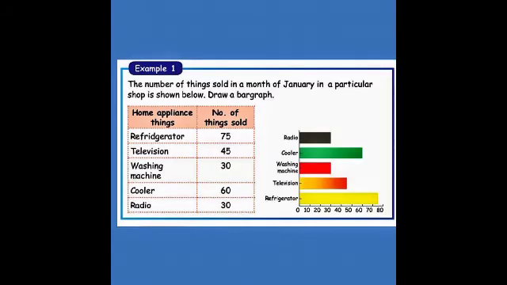The first example sum is, the number of things sold in the month of January in a particular shop is shown below. Draw a bar graph. In this tabular column, we have two parts. One is home appliances, the other one is number of things sold. So what are the home appliances that are given? Refrigerator, television, washing machine, cooler and radio. How many number of things are sold is also given. That is, refrigerator is sold 75, television 45, washing machine 30, cooler 60, radio 30. From the following data, we are going to draw the bar graph.